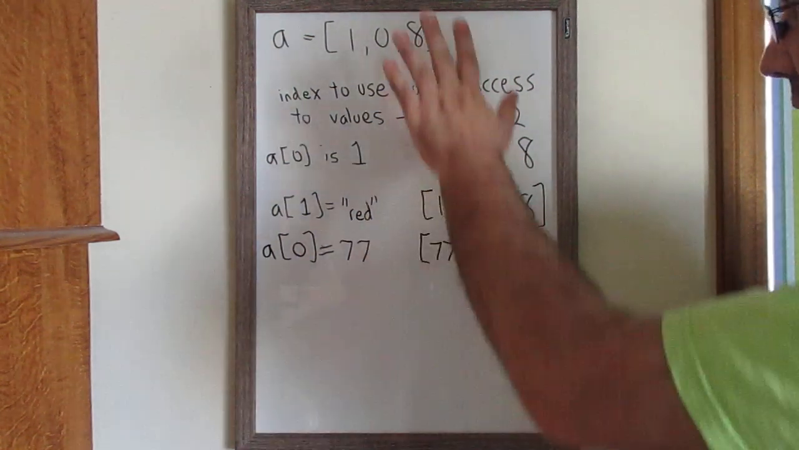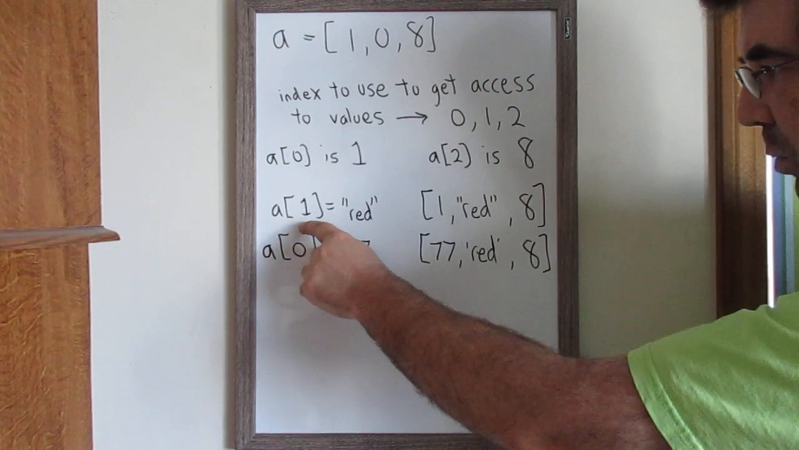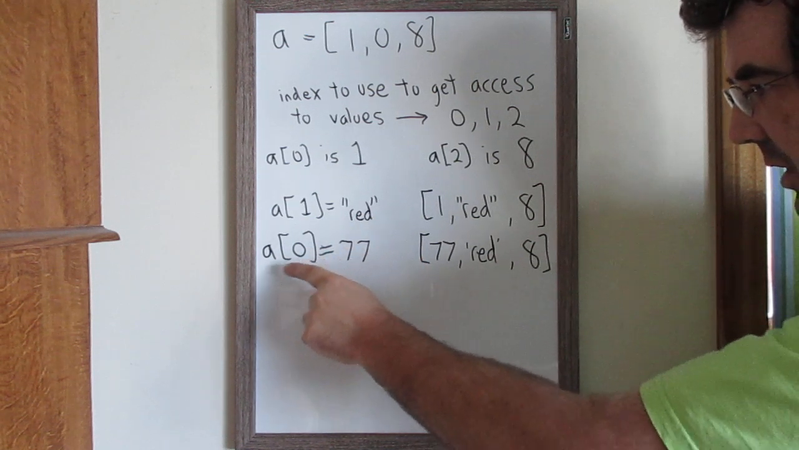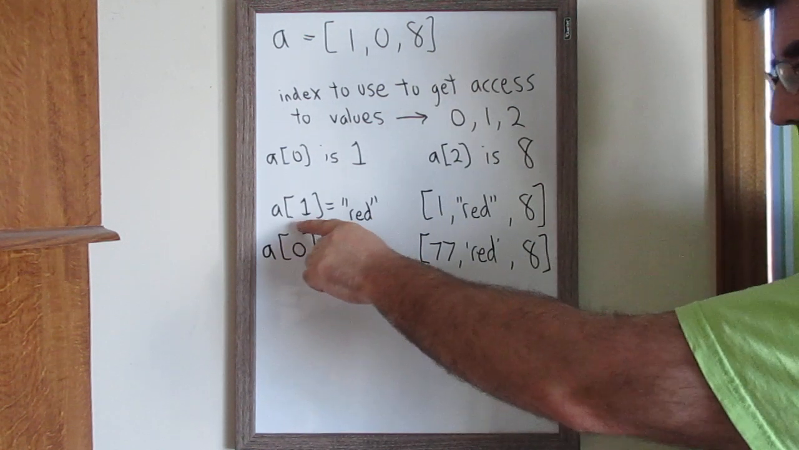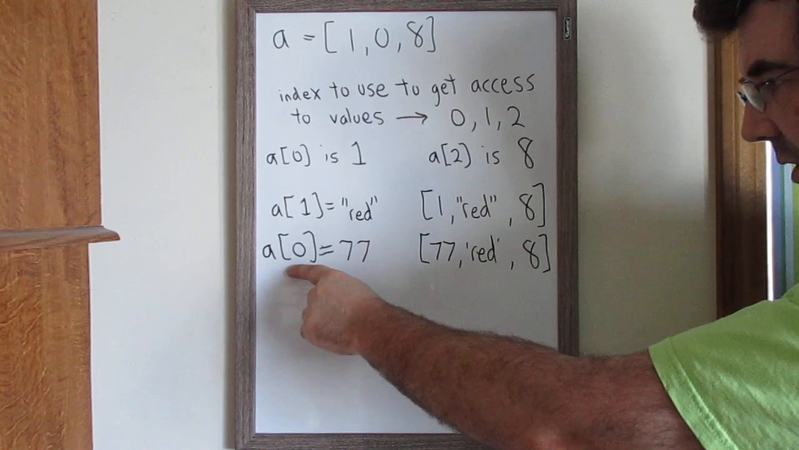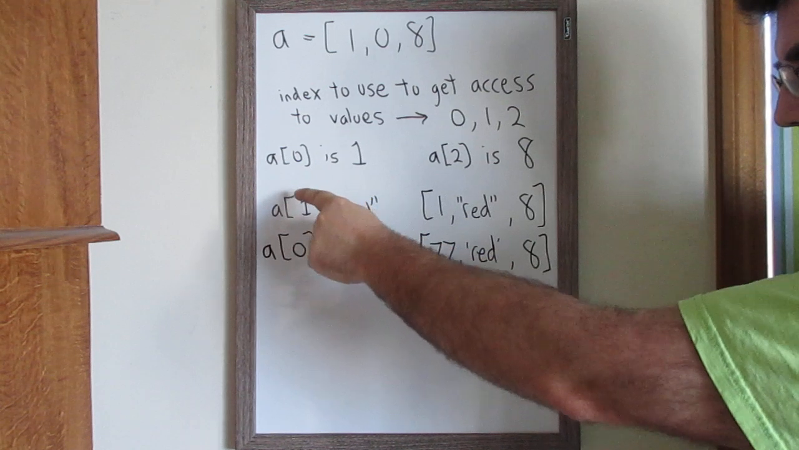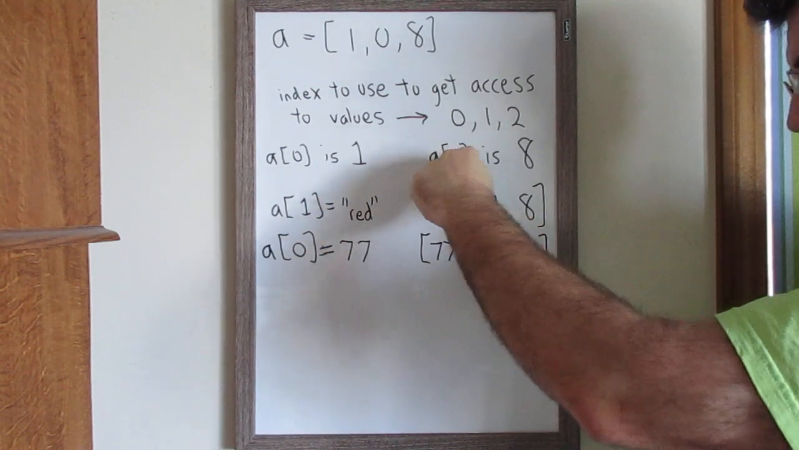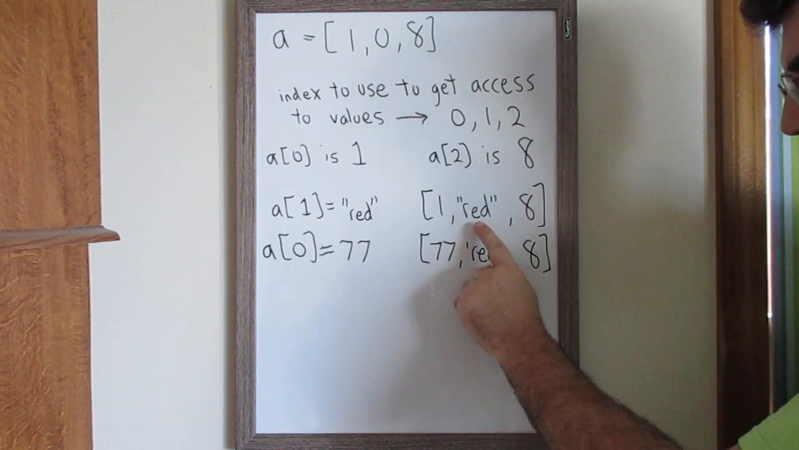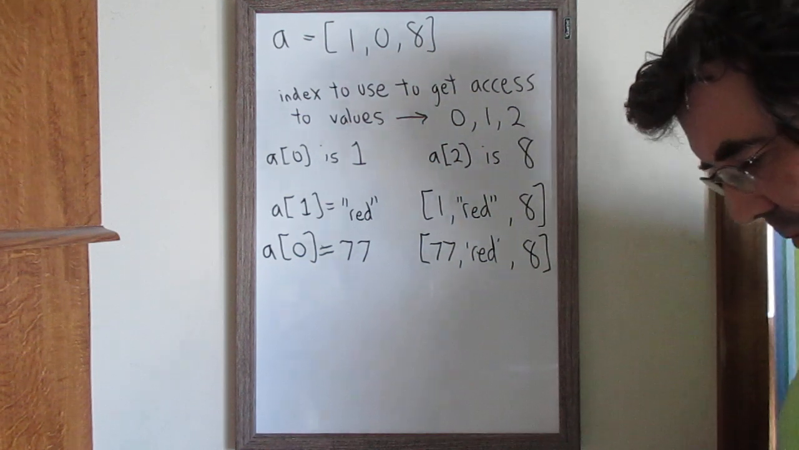Now let's modify what's inside an array. These are assignment statements. A1 equal to red. That means assign to A1 red and assign to A0 77. So after you do this, look at what happens. The array becomes this. And after you do this, the array becomes this. So at slot 0, slot 1, slot 2: at slot 1, you change the value to red. At slot 0, you change the value to 77.